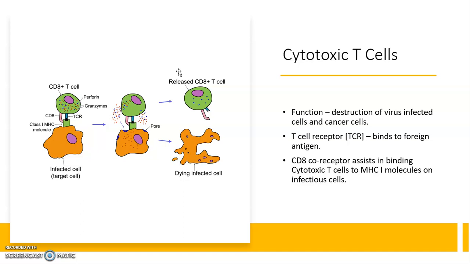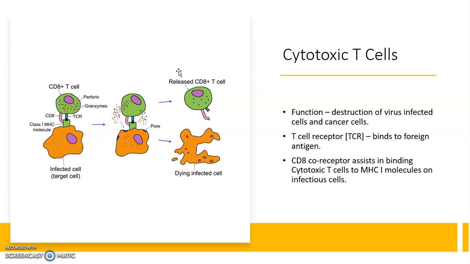So these cytotoxic T cells, they're highly specific, so they're going to be looking for cells infected with a specific type of virus, but they are going to bind their TCR and CD8 co-receptor to the antigen present on the MHC class I and release those chemicals to destroy the virus-infected cell.